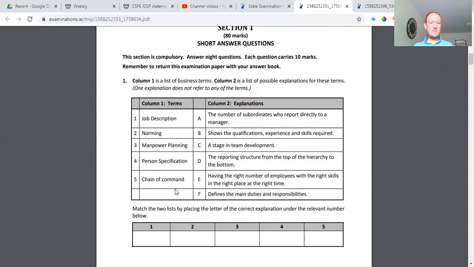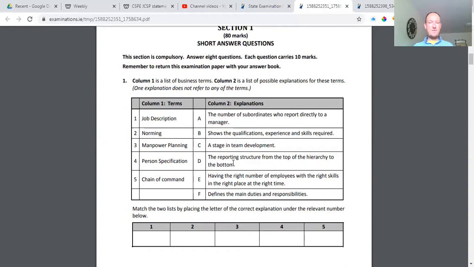So this one here is a question that asks you to match up job description, norming, manpower planning, person specification, and chain of command with the list of items here. And as you can see, there's 5 items here, whereas there's 6 items here. So one of them won't be used.